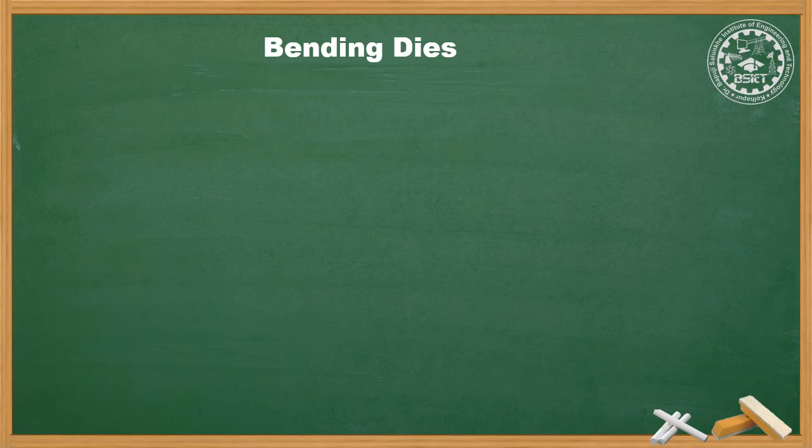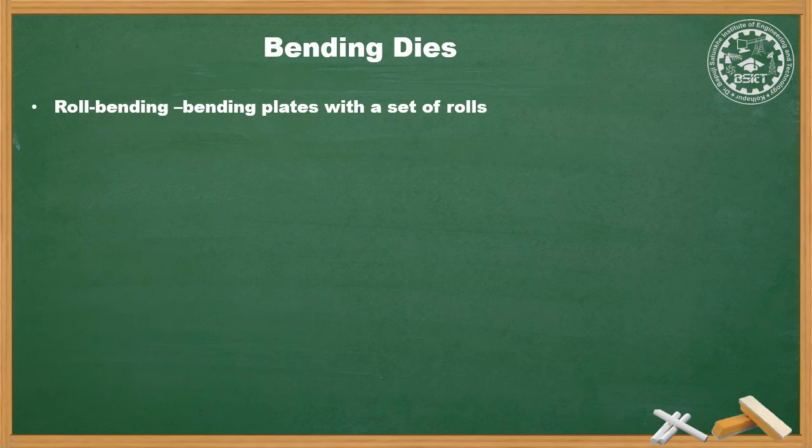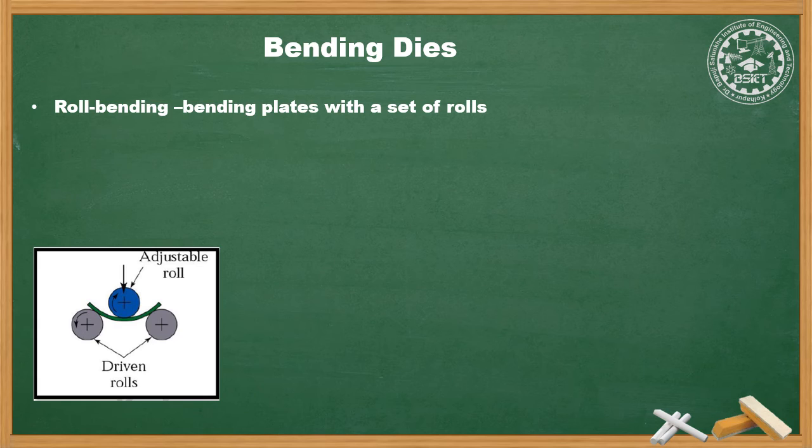The last part of today's session, bending dies. The first bending die type is roll bending. Roll bending is bending plates with a set of rollers as shown in the figure below. Roll bending is similar to bending as the material is formed by applying force. The sheet metal is not cut and no material is removed. For this reason, roll bending of the metal sheet is one of the cheapest sheet metal forming methods.